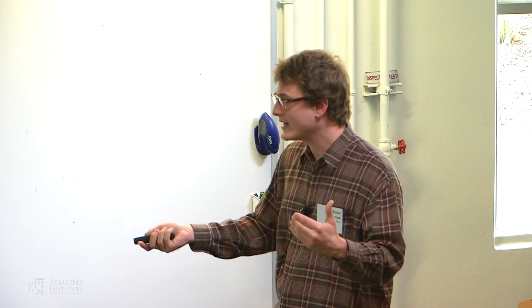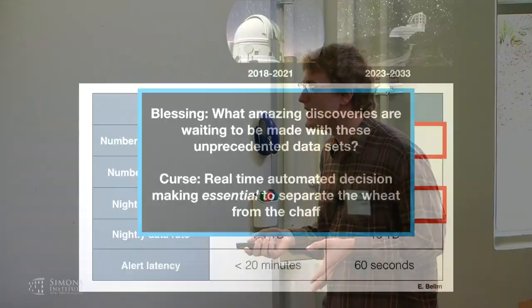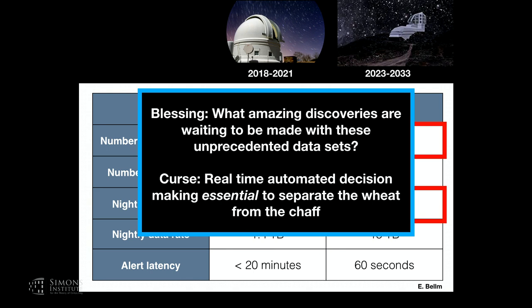So for LSST, we're aiming to get these alerts out just 60 seconds after we make the original discovery. And for ZTF, the goal is to have it within 20 minutes. So this is both a blessing and a curse. As a blessing, these data sets are totally unprecedented. The question is, what amazing discoveries are waiting to be made in these unprecedented data sets? We're going to be getting so much data every single night that the possibilities are really exciting.